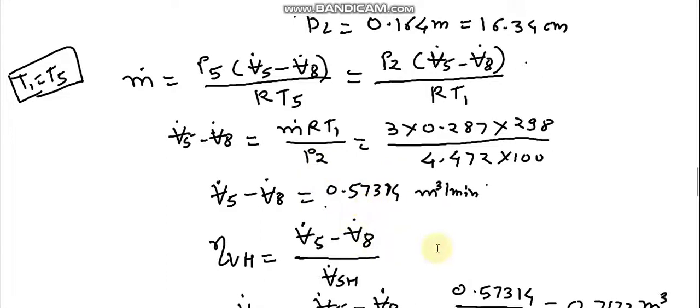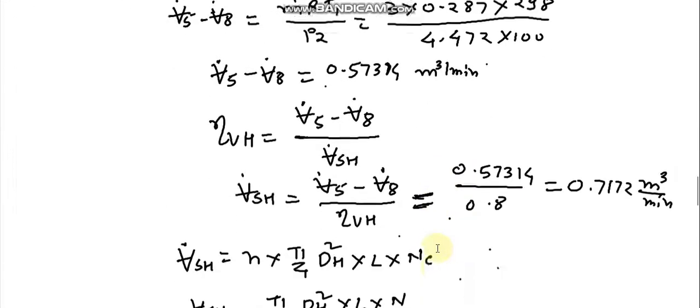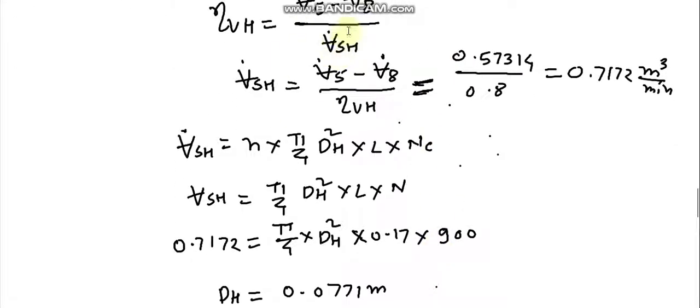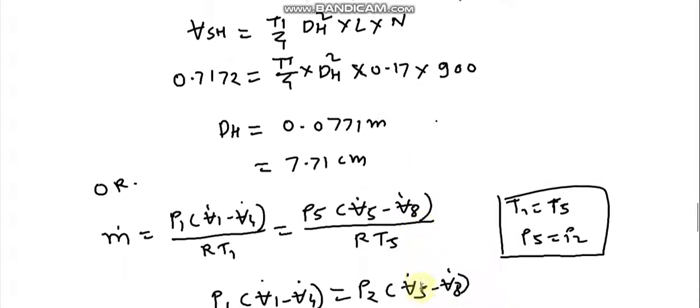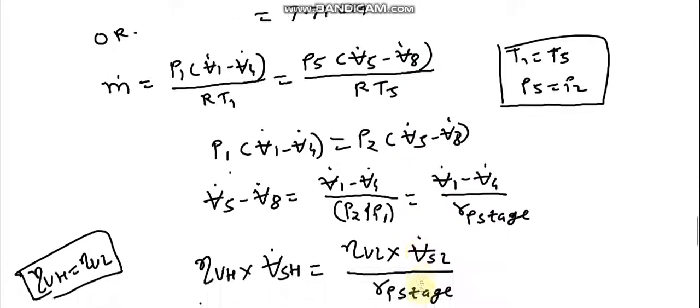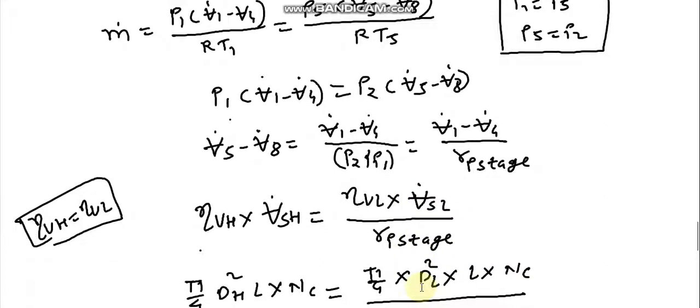And now put in the volumetric efficiency for HP, that is equal to (V5 minus V8) upon V dot SH. From that we get V dot SH, that is (V5 minus V8) upon volumetric efficiency. From that V dot SH we get the diameter of the HP cylinder. By using the same formula, we will get the diameter of the HP cylinder as 0.0771. And now we can also calculate it by using the mass flow rate formula and the volumetric efficiency formula.